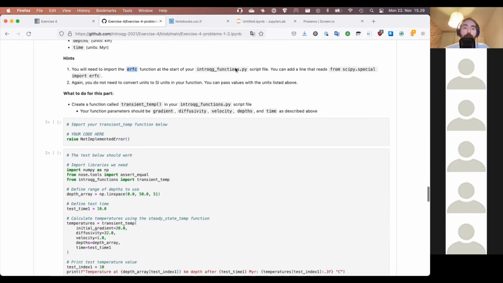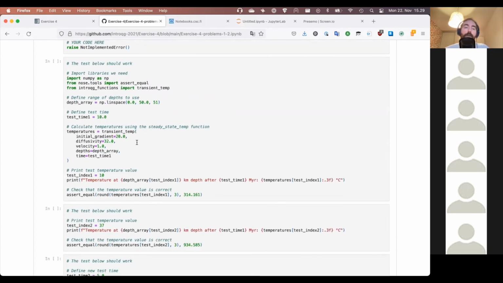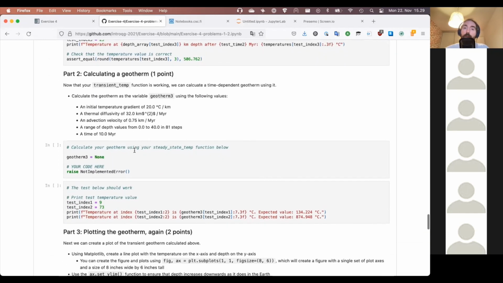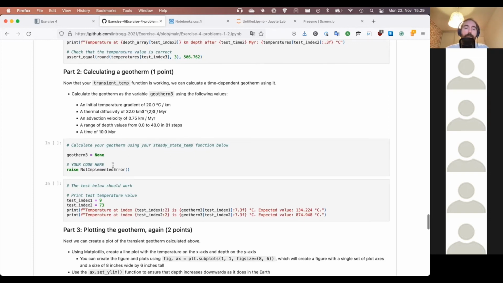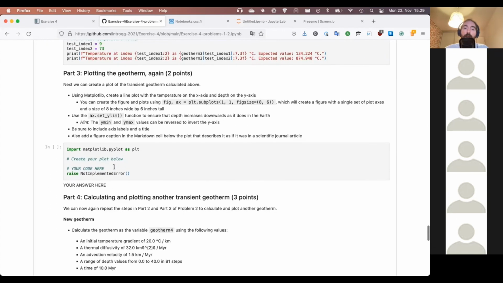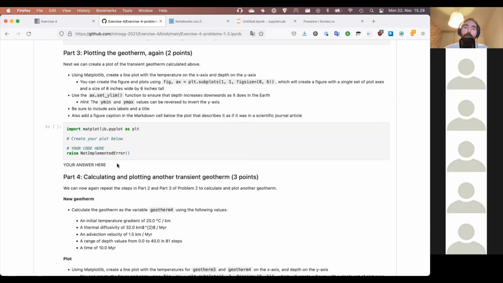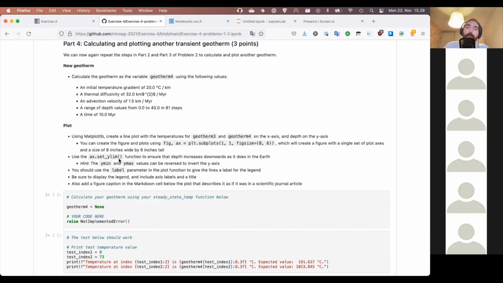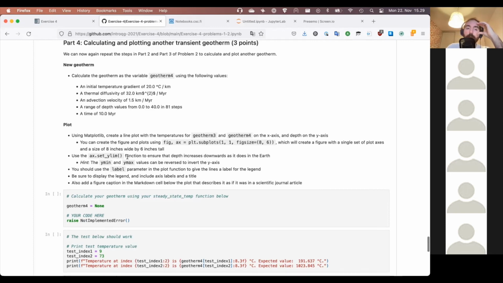Once you've created the function, of course, like before, there are a couple of tests to see whether your function's working properly. Then you calculate another geotherm. This is geotherm 3. After 10 million years, we calculate what the temperature would be in geotherm 3. And then, of course, a test to see if that worked. Make another plot where you just plot up this geotherm 3. Do the same thing like we did in problem number 1. So calculate another geotherm and also plot it. You'll plot geotherm 3 and geotherm 4 together to see how they compare to one another.